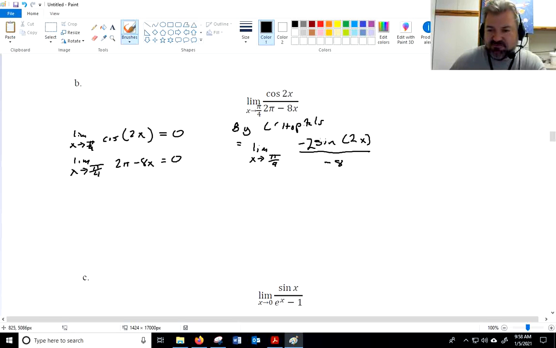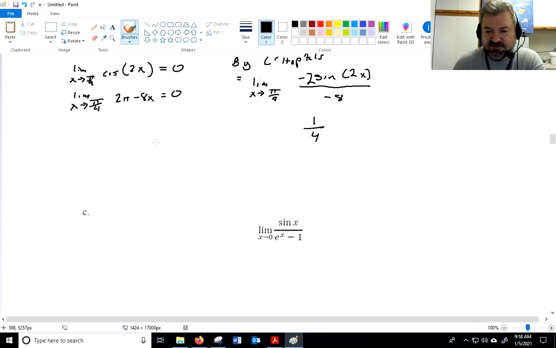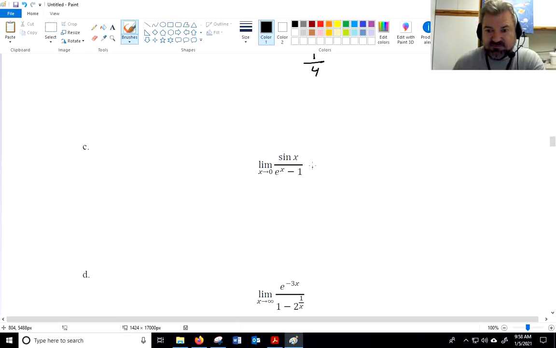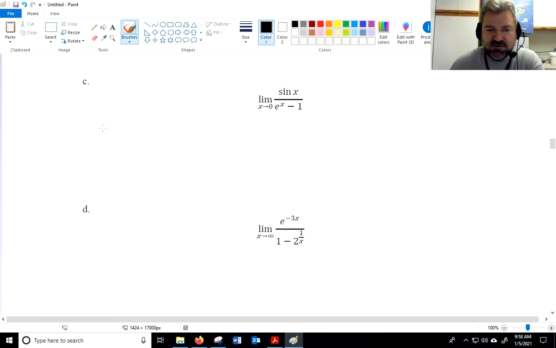So now when I plug in pi over 4, I end up with negative 2 times the sine of pi over 2. The sine of pi over 2 is 1. So this is a negative 2 over a negative 8, which is a 1/4, which is what that limit is equal to. I'm not sure how you would do that algebraically. So I think, maybe with the double angle formula, maybe you could get it. But I think this is one where you really would need L'Hopital's to do it. Same with this letter C, definitely here.